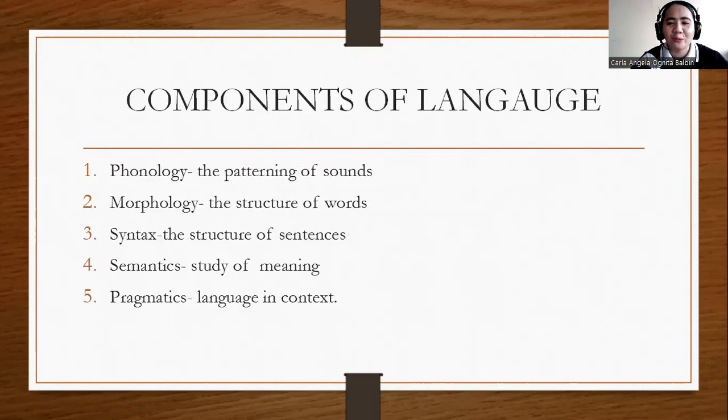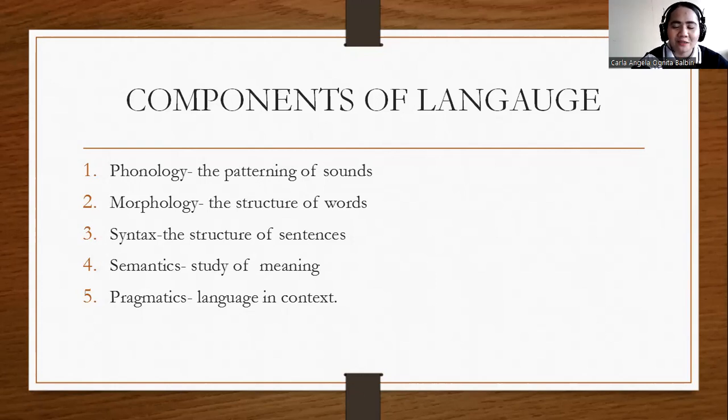Okay, let's now come to the components of language. So we all know already what these components of language are. So this topic is a sort of review. Okay, so the five components of language are phonology, morphology, syntax, semantics, and pragmatics. So the first one is phonology. So phonology is the study of the sound patterns and their meanings both within and across languages.